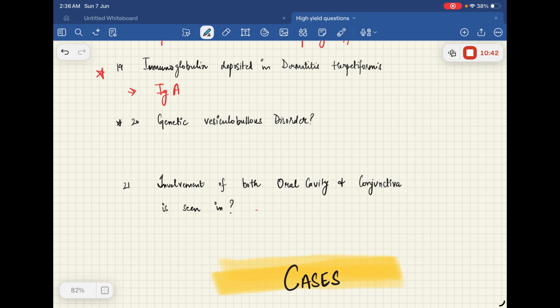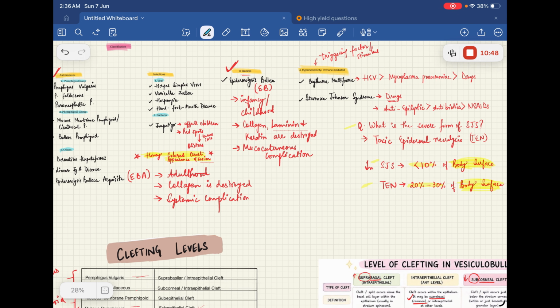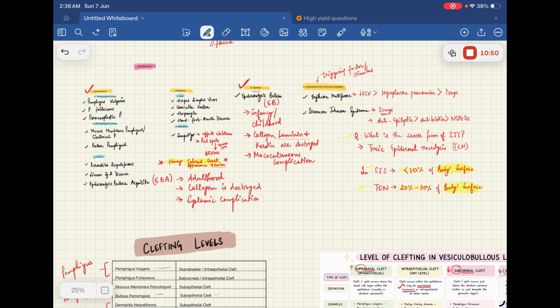Next question. Genetic vesiculobullous disorder. Let's go back to the classification. So the genetic vesiculobullous disorder is epidermolysis bullosa.